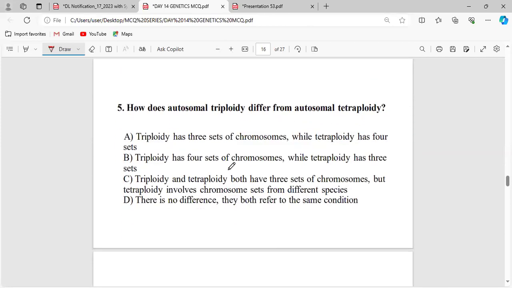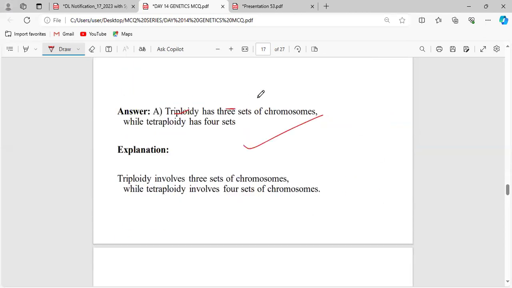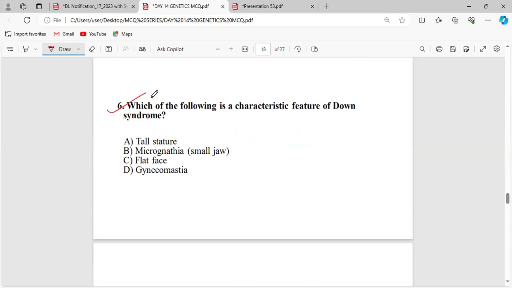Okay. How does autosomal triploidy differ from autosomal tetraploidy? Triploidy has 3 sets of chromosome, while tetraploidy has 4 sets. Triploidy has 4 sets and tetraploidy has 3. Triploidy and tetraploidy both have 3 sets, but tetraploidy involves chromosome sets from different species. There is no difference, both refer to the same condition. That's a simple question. Obviously triploidy means 3 sets of chromosome, tetraploidy means 4 sets of chromosome. What are the characteristic features of Down syndrome?